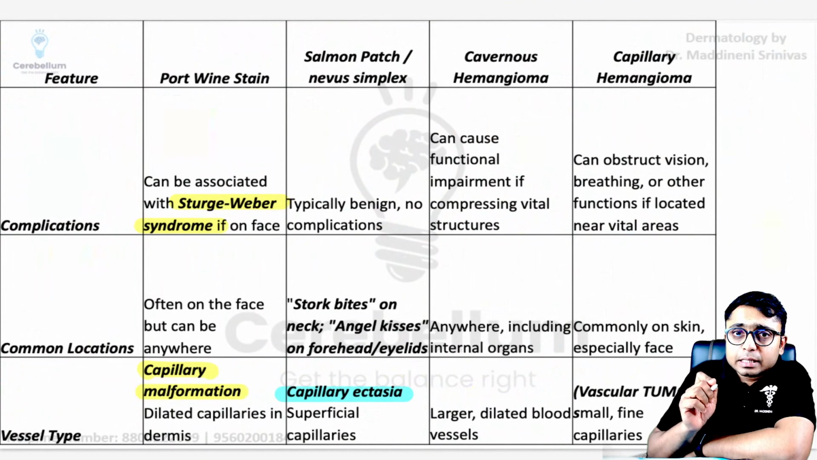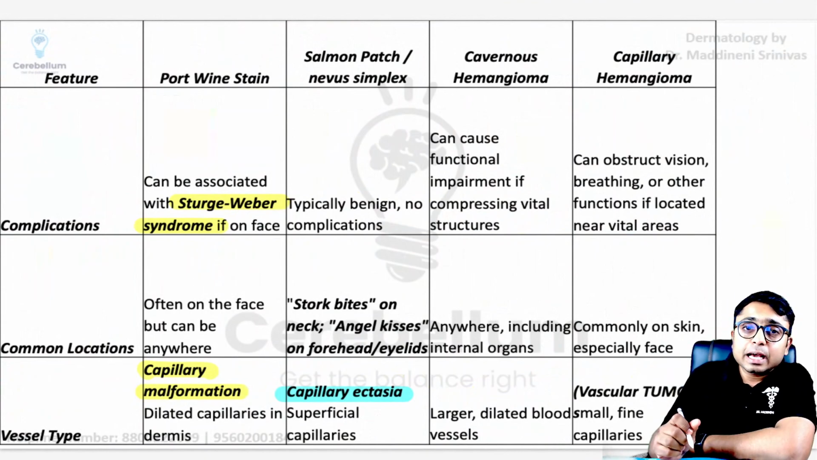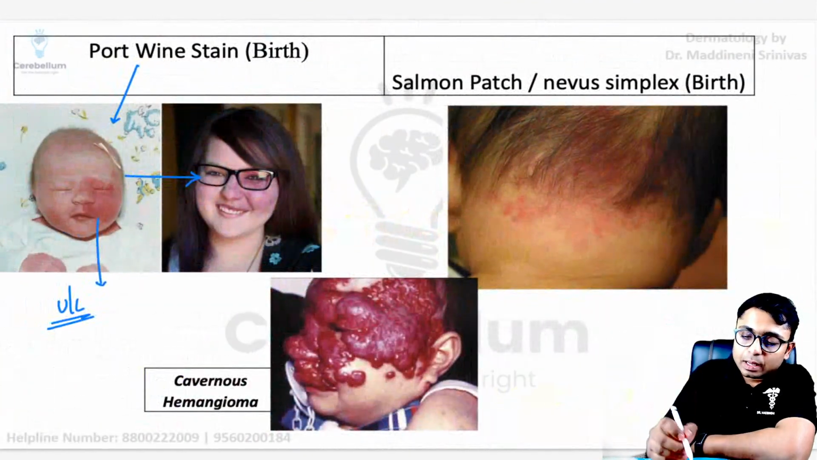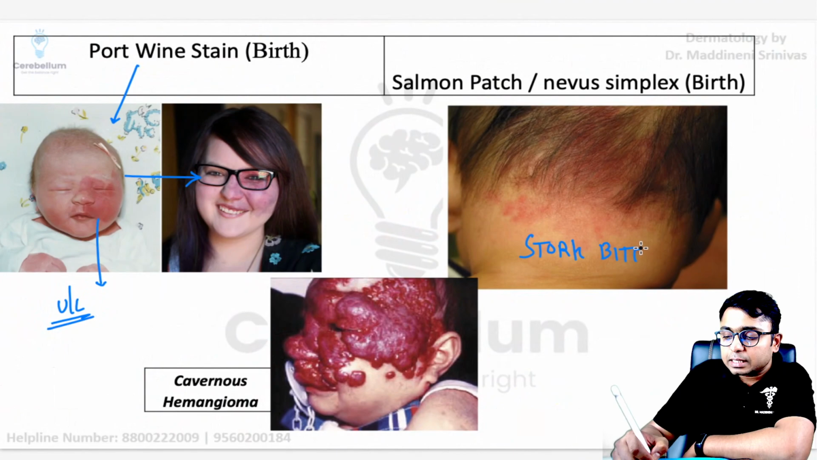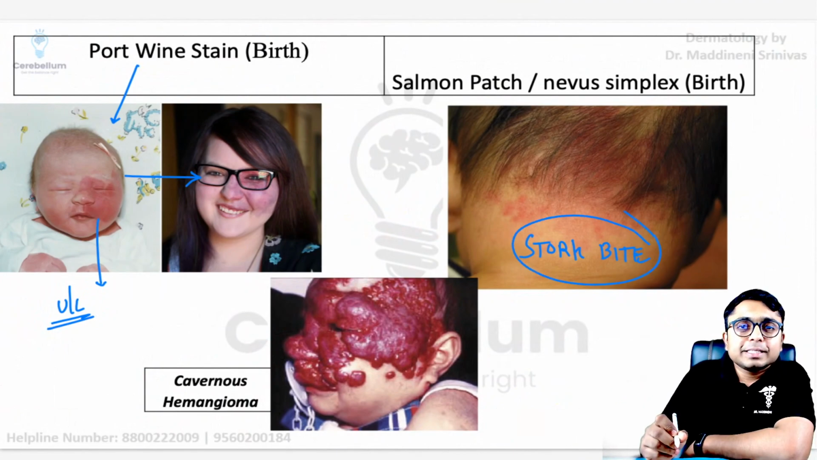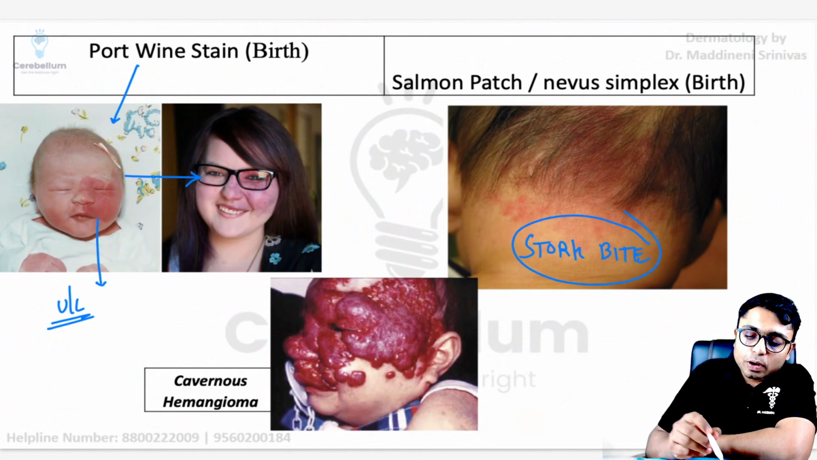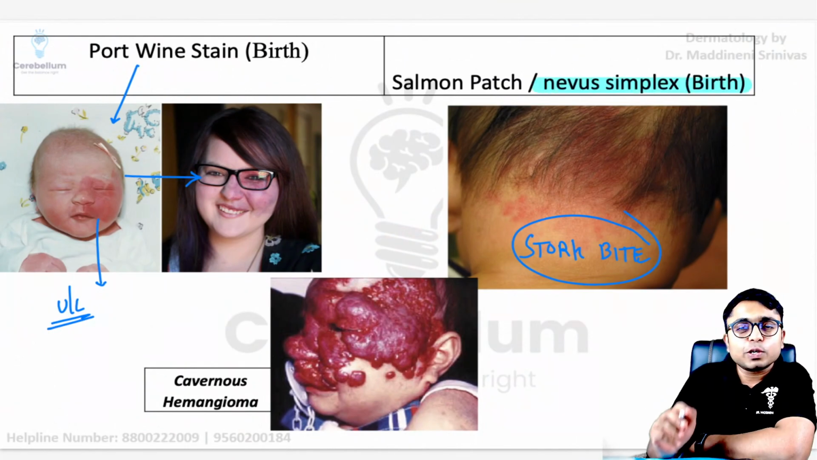If the salmon patches are present over the glabella, they are called angel's kisses, and if they are present over the nape of the neck, they are called stork bites. So here you are able to see a stork bite which is present over the nape of the neck, which is nothing but the other name for the salmon patch, or it is also called nevus simplex.